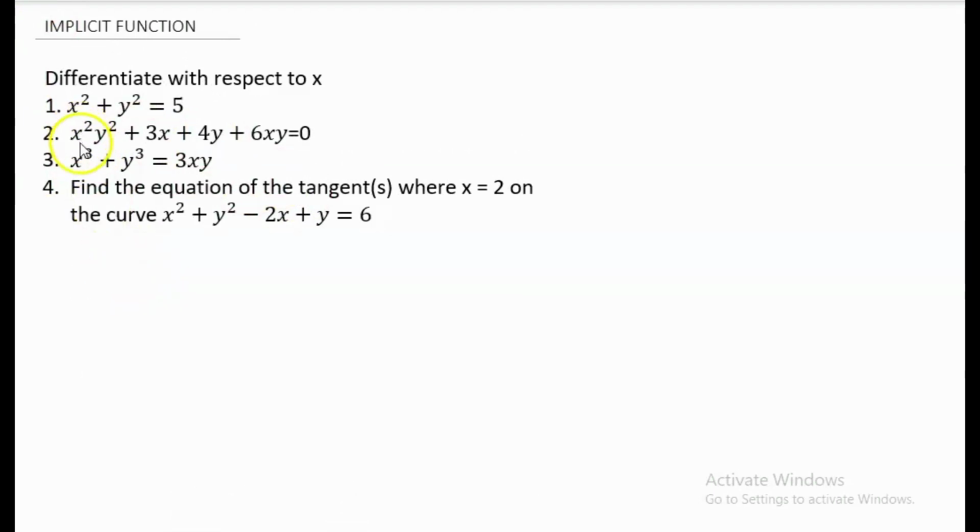So for our next question, we have x squared y squared plus 3x plus 4y plus 6xy equals 0. Now the difference between this question and the last one is that there, the y term was on its own. But now we have y coupled with x. So how exactly are we going to do that? Well, it's simple. Now we're going to differentiate this twice. We're going to differentiate x, and we're going to differentiate y.